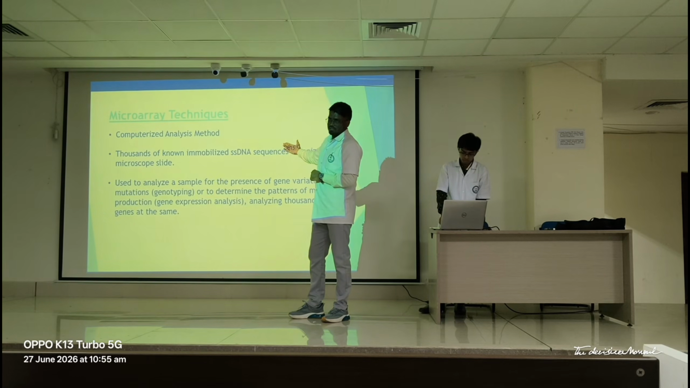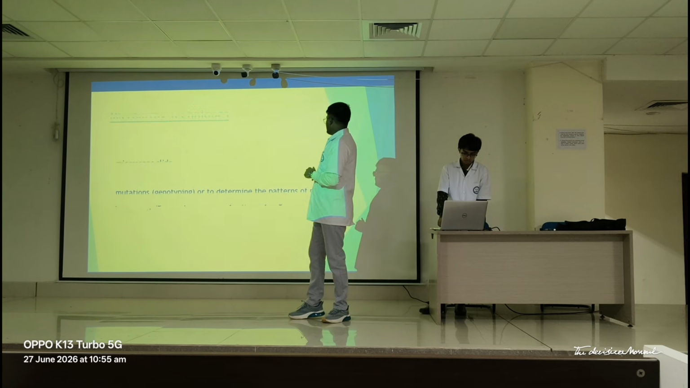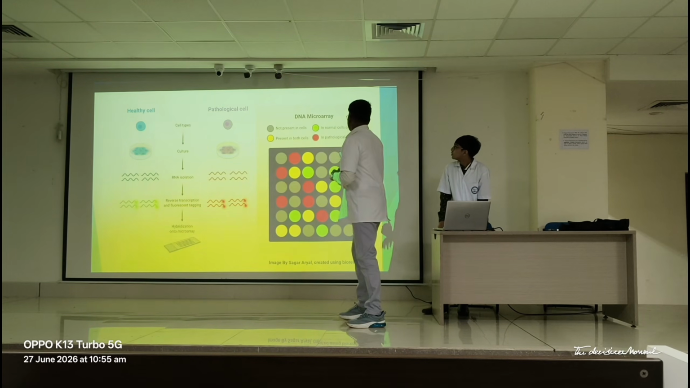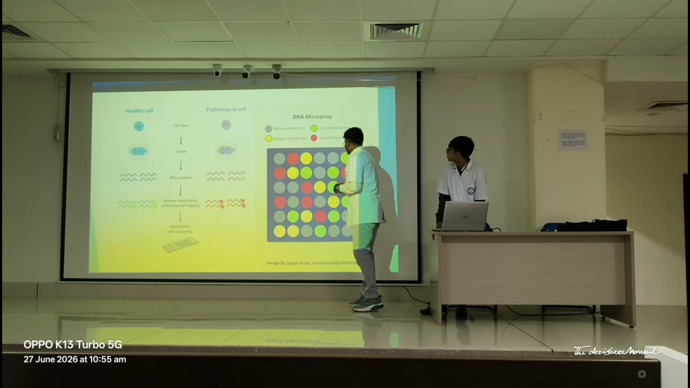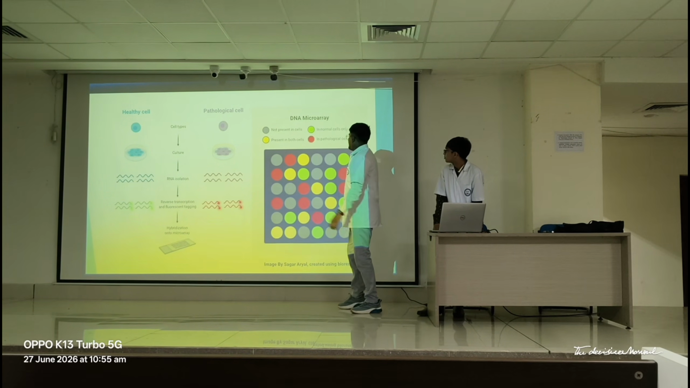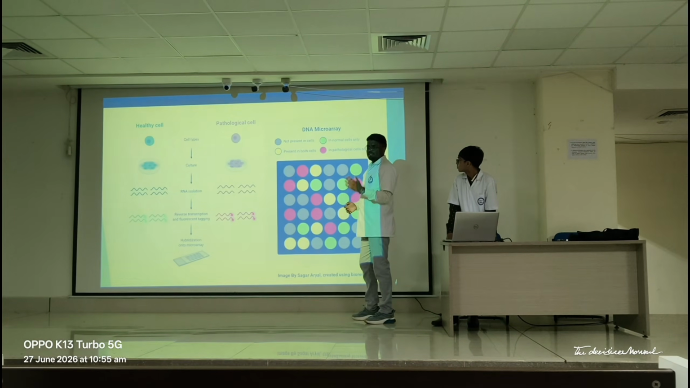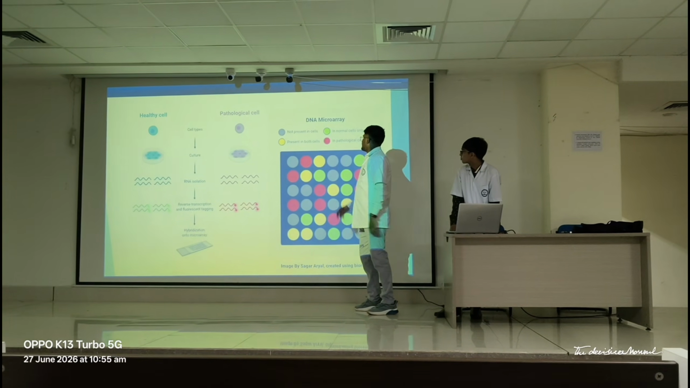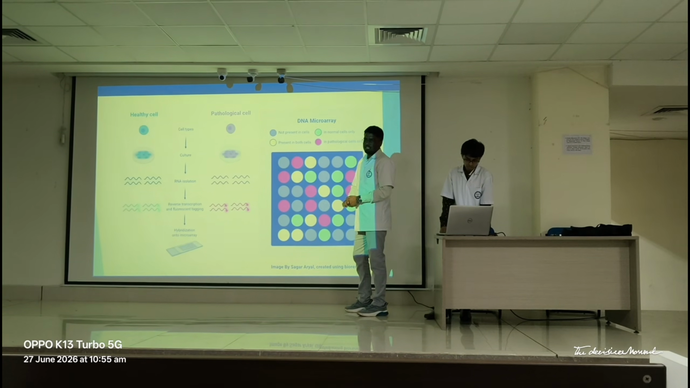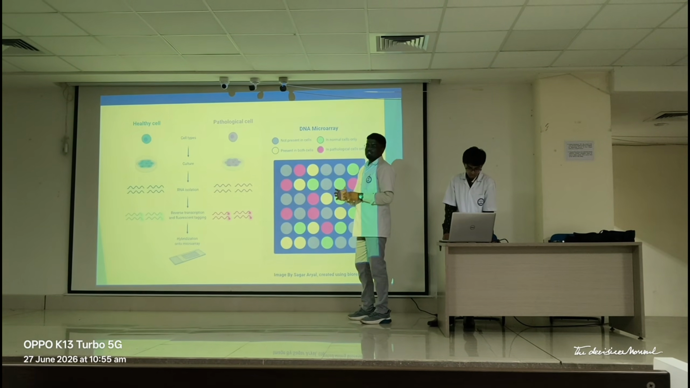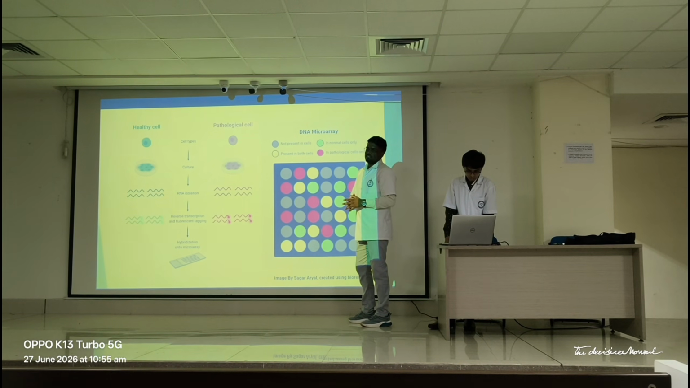So this is a classical technique using a microarray. The green cells are present in normal cells. The yellow cells are present in both pathological and normal cells. But the red ones are present only in pathological cells. By this we can tell which is the disease cell and which is the non-disease cell.